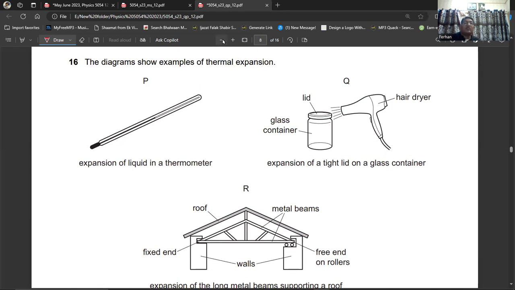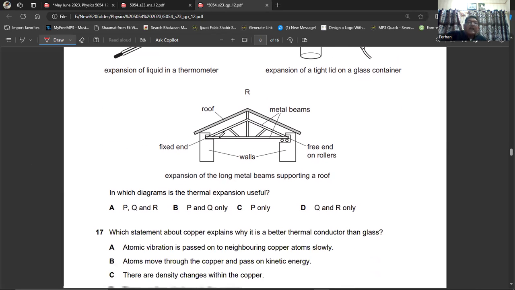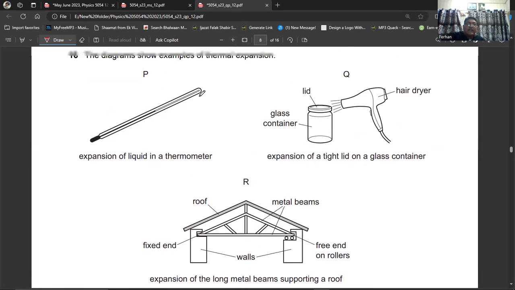Okay, now we have question number 16 on your screen. It says the diagram shows examples of thermal expansion. Expansion of the liquid in a thermometer, that's P. And Q is expansion of a tight lid on a glass container. Then we have R, which is expansion of the long metal beams supporting a roof. Okay, so we have these. I hope you can see them.